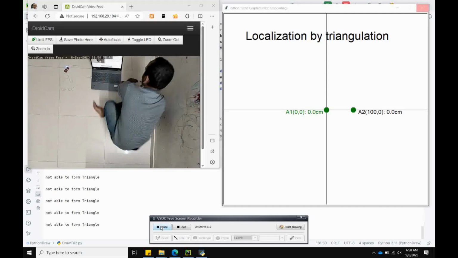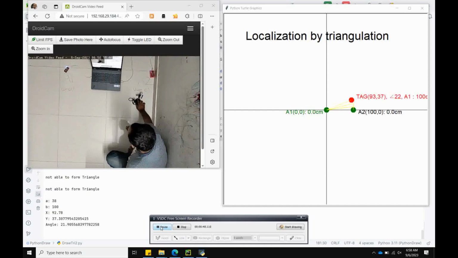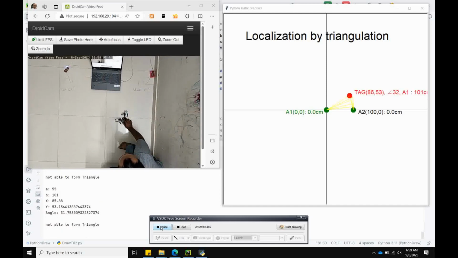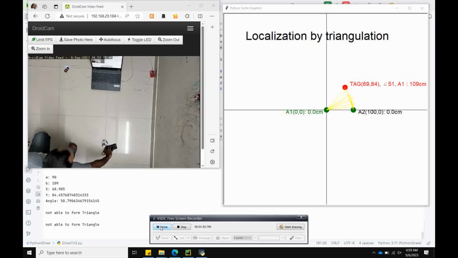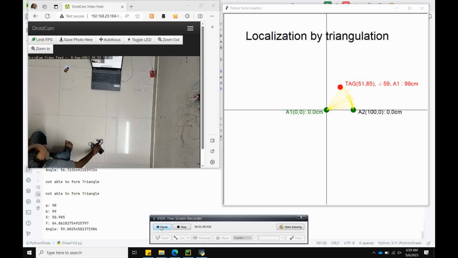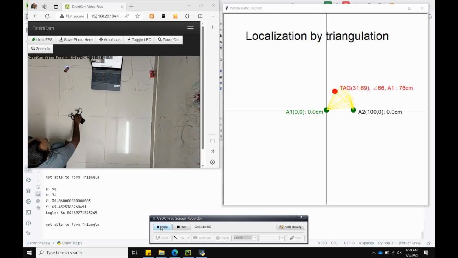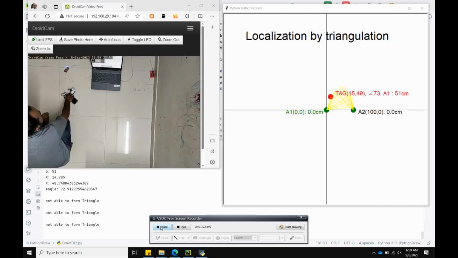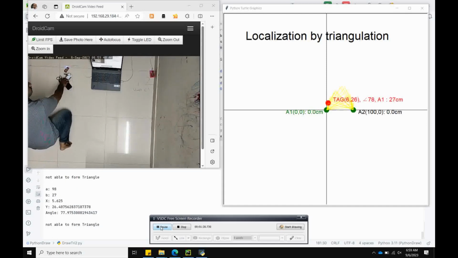If I place the tag near anchor A2, then the red dot is generated. It's the tag position, which gives the angle with respect to anchor A1 and how far it is from anchor A1. So now we can see it's a 26 degree angle and 101 centimeters. Now it's a 34 degree angle, 105 centimeters. As I'm moving my tag, the red dot in the code also changes its live position. As I move this tag near anchor A1, the red dot also moves and gives the corresponding angle and how far it is from anchor A1. So in this way, we can identify the coordinates and angle of a tag in the given place. Thank you.